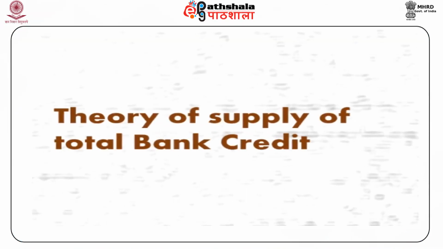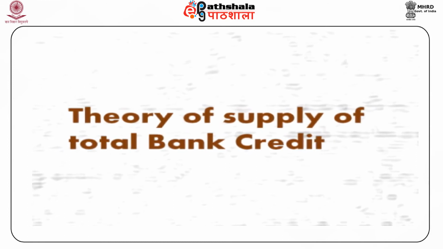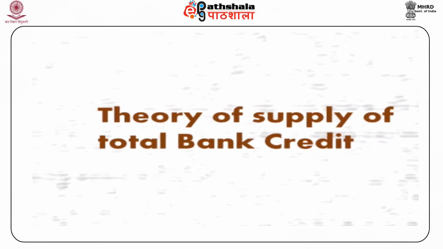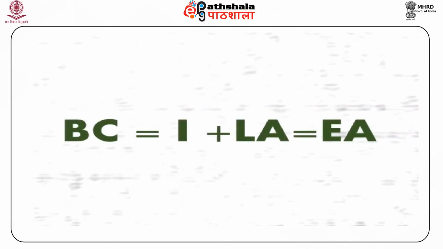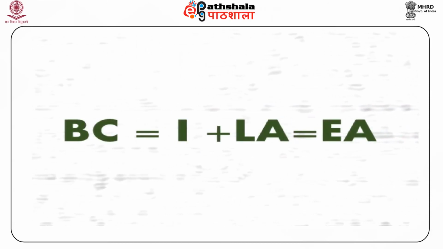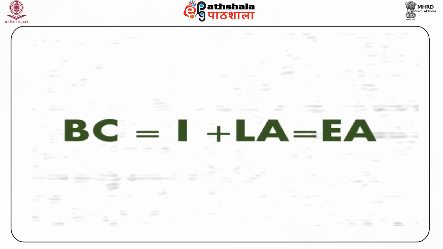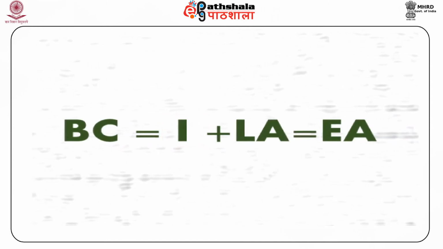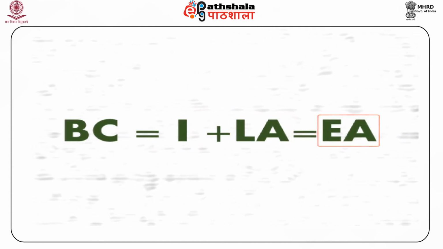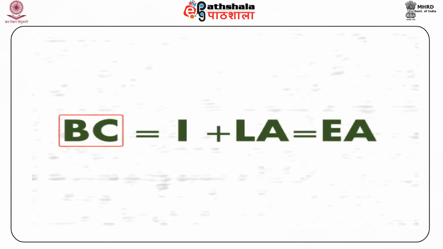Let us now analyze the relationship between bank credit and bank deposits and derive a theory of supply of total bank credit. To derive the theory of bank credit, we need to define bank credit as the sum of credit to both government and the commercial sector in the form of both investment I and loans and advances LA, which are a part of earning assets EA of banks. That is bank credit BC.